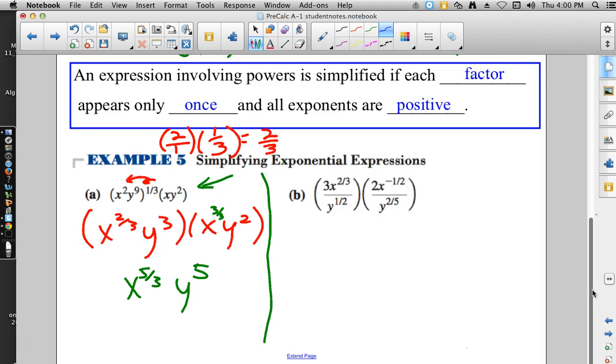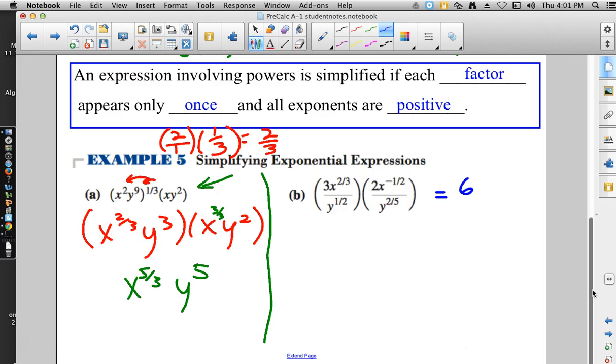3x to the 2/3 over y to the 1/2, and then 2x to the negative 1/2 over y to the 2/5. Now, we went through some problems like this, but they didn't have fractions for powers. They had integers. And my best advice to you was keep it organized. So myself, I would just do top times top. 3 times 2, that's just numbers. That's going to give me a 6.